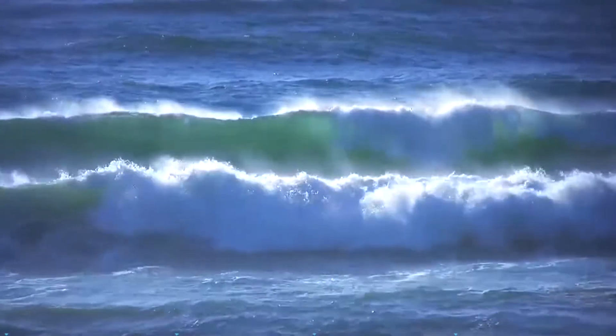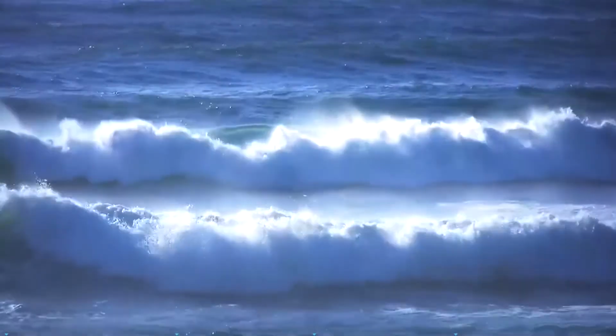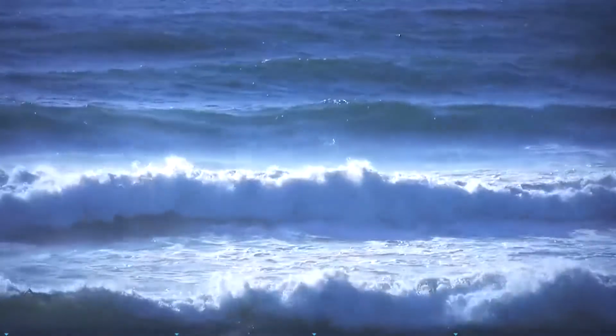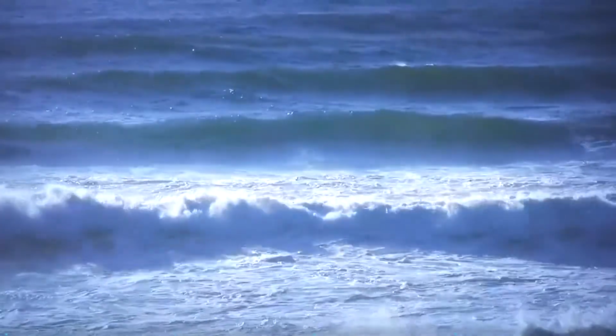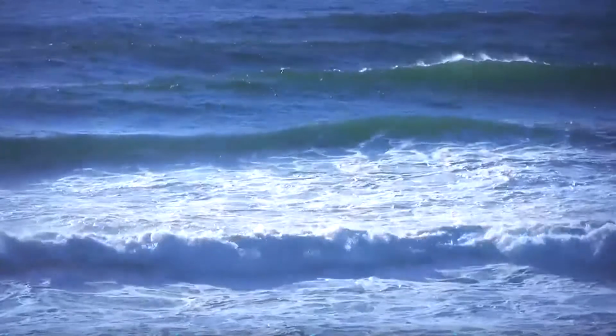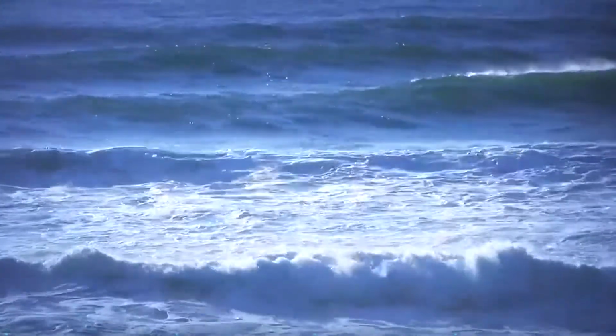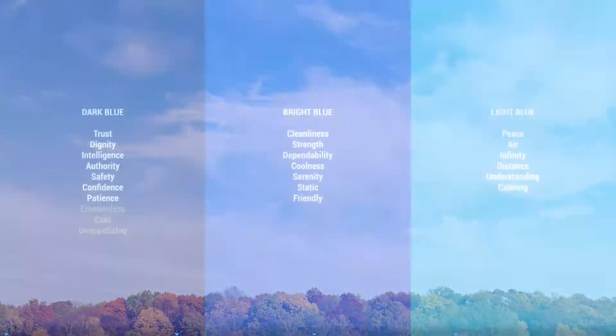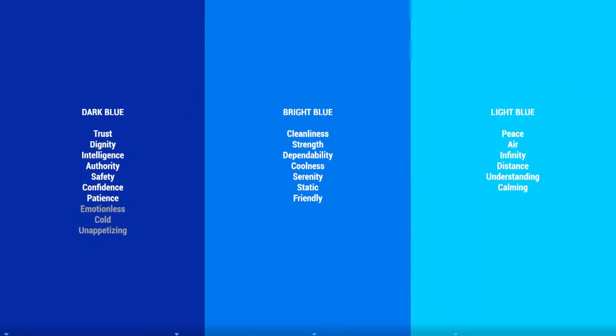Now, if you think of a bright blue, something that's more like the color of the ocean, or water in general, you think of cleanliness, you think of maybe the strength of those big currents, big waves. Also think of coolness, it's not a warm color, it cools things down. And then you have the light blue, which is more reminiscent of the color of the sky. You'll associate different things with it, such as peace, serenity, spirituality, infinity.